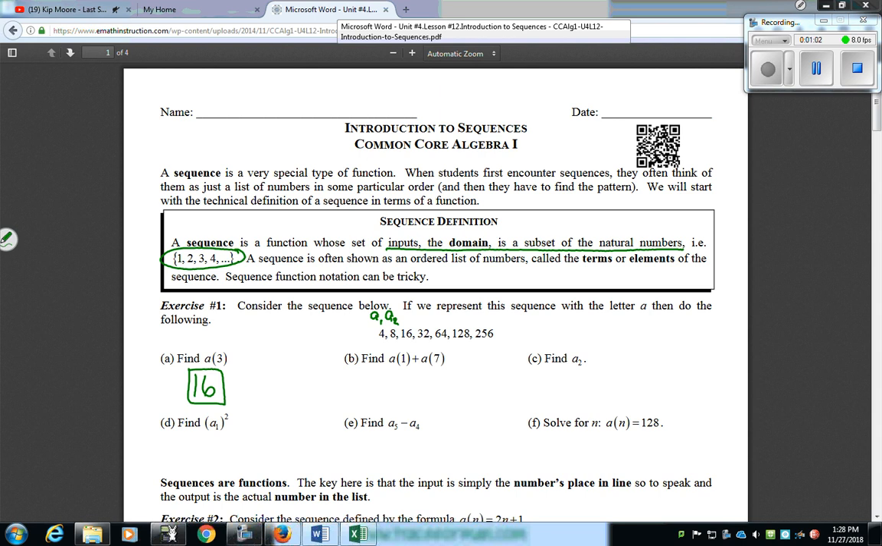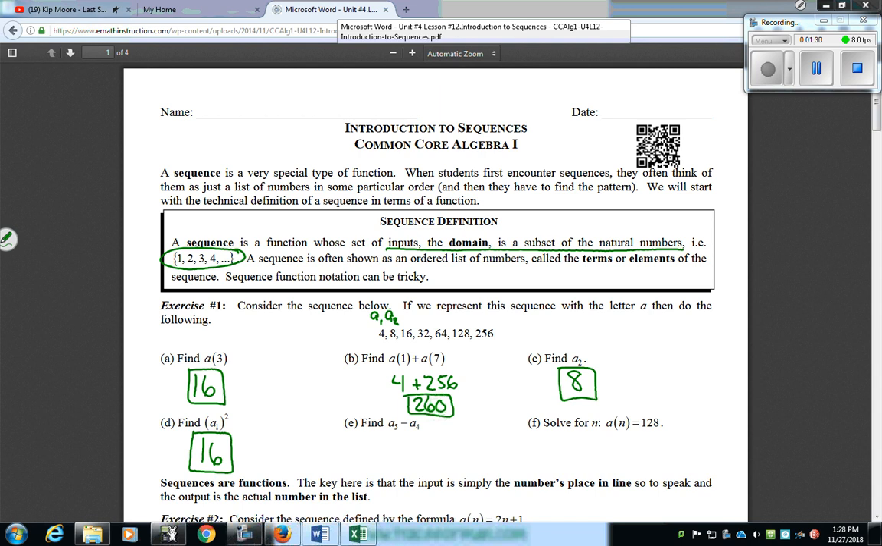If you look at b, the first term plus the seventh term. So the first term is 4, the seventh term is 256. So by adding those together, you'd get 260. C is just a different way for the same thing. It's the second term in the sequence A, which would just be 8. For D, they want you to take the first term and square it. So 4 squared would be 16 again.